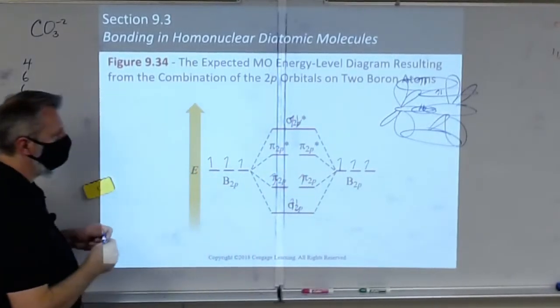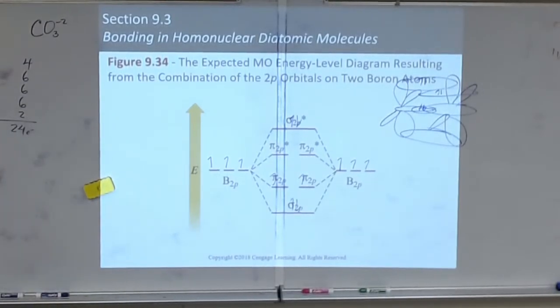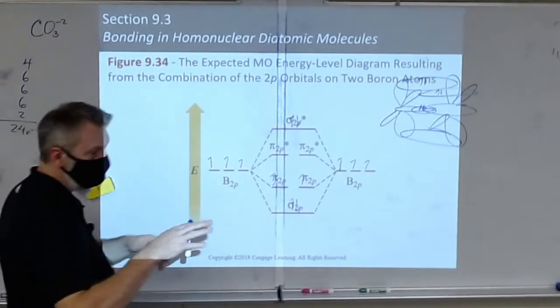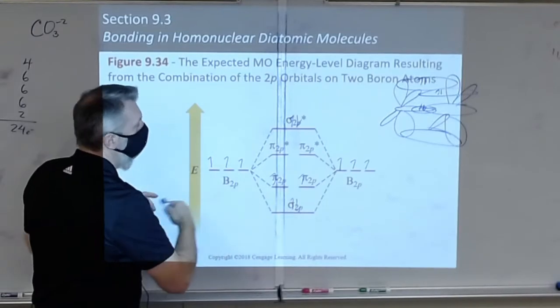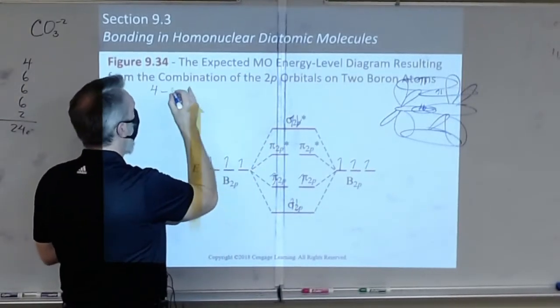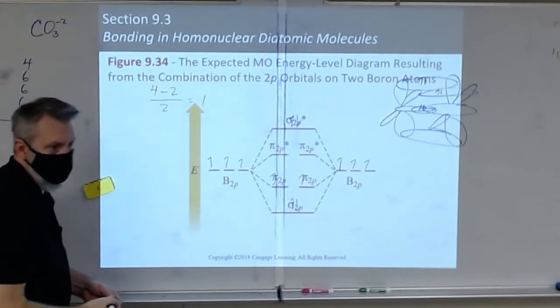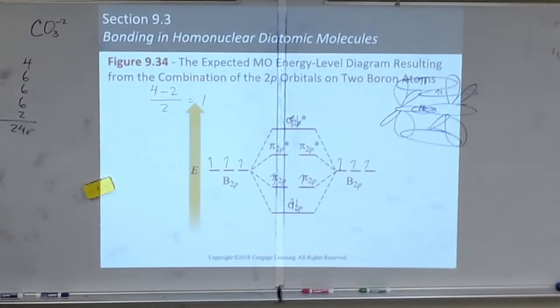There we go. So how many bonding do I have? I have 4 bonding, right? 1, 2, 3, 4. And how many antibonding? 2. Divide by 2, that is 1. So B2 has how many bonds? A single bond.